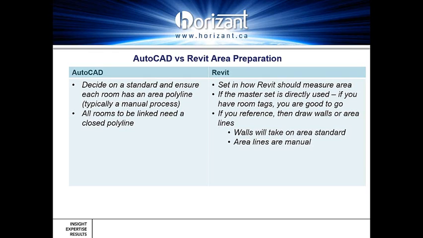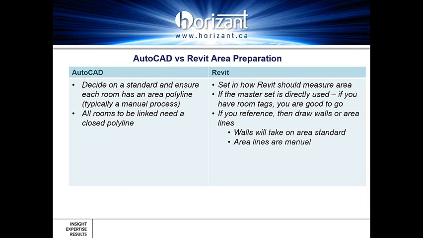It might actually be a manual process, and it typically is, because you get your drawings from the architectural consultant, and they already have drawing lines. They might actually have the area lines for you. They would be in a polyline, although they might actually not be in the true standard that you agreed on for how you're going to measure area.